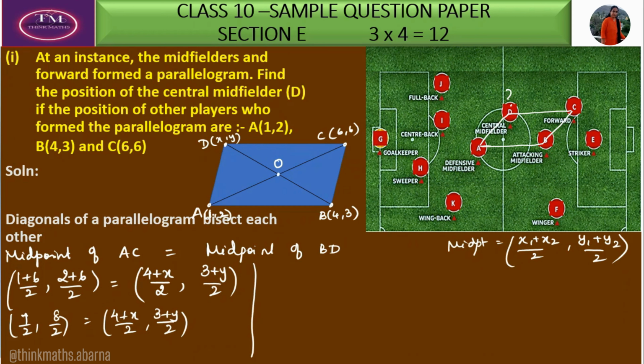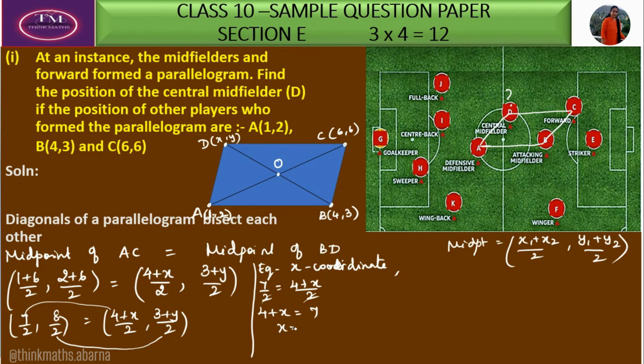Next, we have to equate the x coordinate and y coordinate. So, equating the x coordinate, we will get 7 by 2 equal to 4 plus x by 2. In the denominator, we have 2, both get cancelled. So, we can write this as 4 plus x equal to 7.